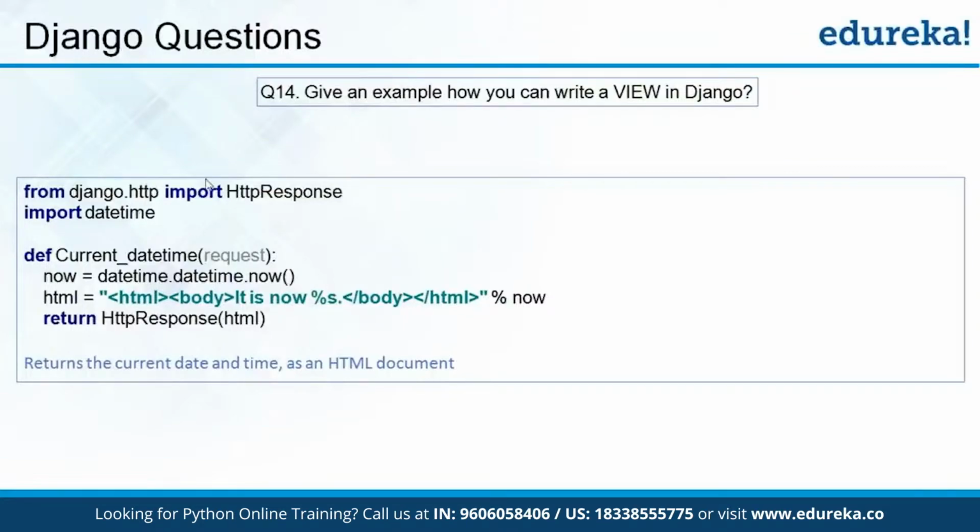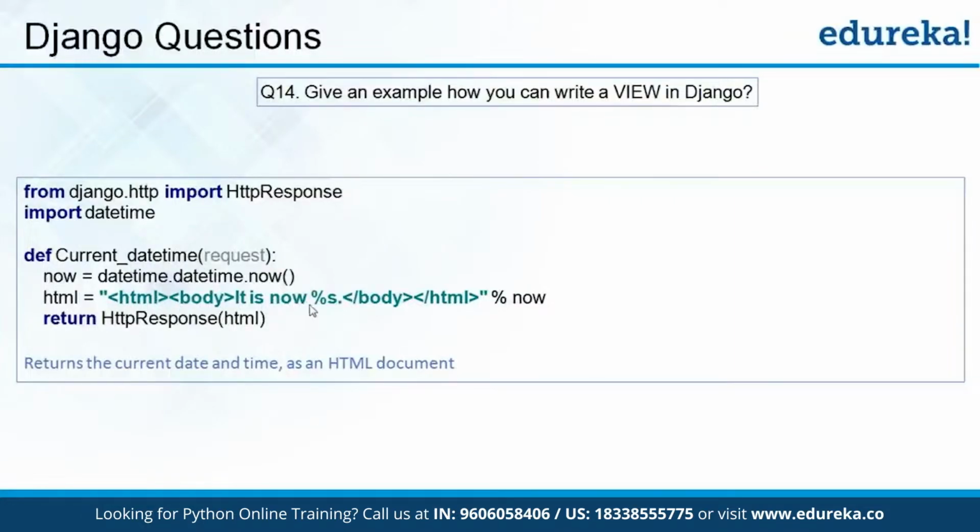So you have a views.py file where you put from django.http import HttpResponse, because you are going to give out an HTTP response. Import datetime. So what this particular view does is that it returns the current date and time as an HTML document. So basically you'll get an HTML response and an HTML file which shows the current date and time.